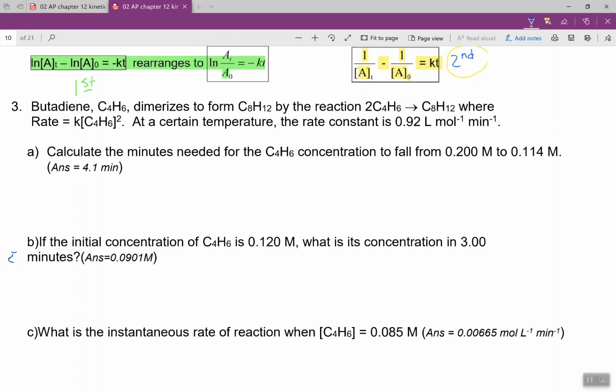Let's try solving a second-order integrated rate law equation. In this case, butadiene C4H6 dimerizes to form C8H12 by the reaction shown here. We're given the rate is k times the concentration of C4H6. And in this case, we're told that it is raised to the second power. This is another way to tell us that it is a second-order reaction.